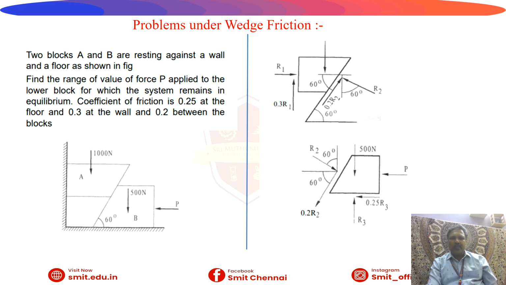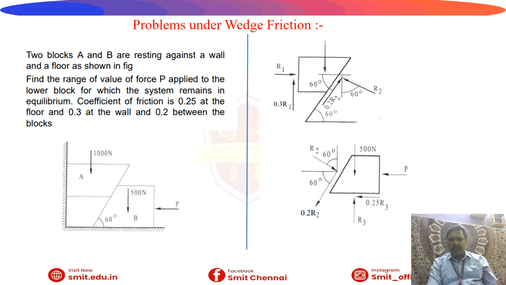Two blocks A and B are resting against a wall and a floor as shown in the figure. Find the range of values of force P applied to the lower block for which the system remains in equilibrium. Coefficient of friction is 0.25 at the floor, 0.3 at the wall and 0.2 between the blocks. Now we are going to write for the 1000 Newton first.